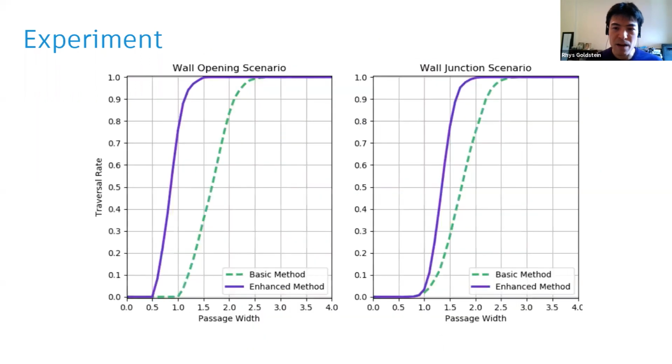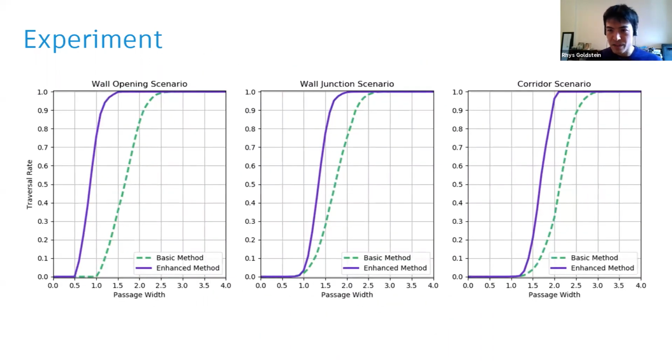And the other thing that we found, and we tested this on several different scenarios, is that the results are more robust with the enhanced method. So notice that the purple curves are steeper. That means that the enhanced discretization method is less sensitive to sort of the angle of geometry and how things end up falling on the grid. So we did find that the enhanced method that we used was actually quite a bit better than the basic method.